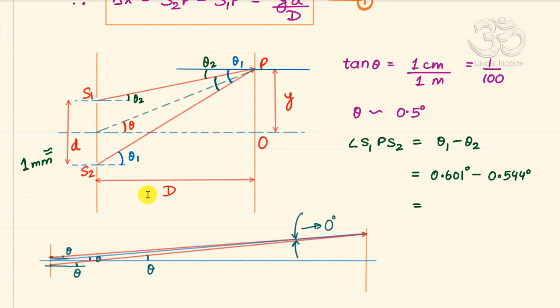So that will be approximately what? Just a moment. 0.601 minus 0.544 is around 0.057 degrees. So you see, this is the typical size of angles that we are dealing with. So tiny. So this angle here is around 0.05. So let me now remove those theta 1s and theta 2s. We don't need them anymore. Their job here is done. Gone.